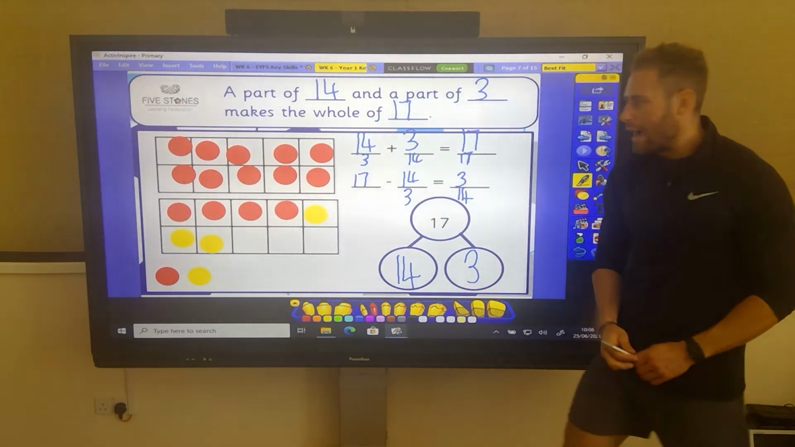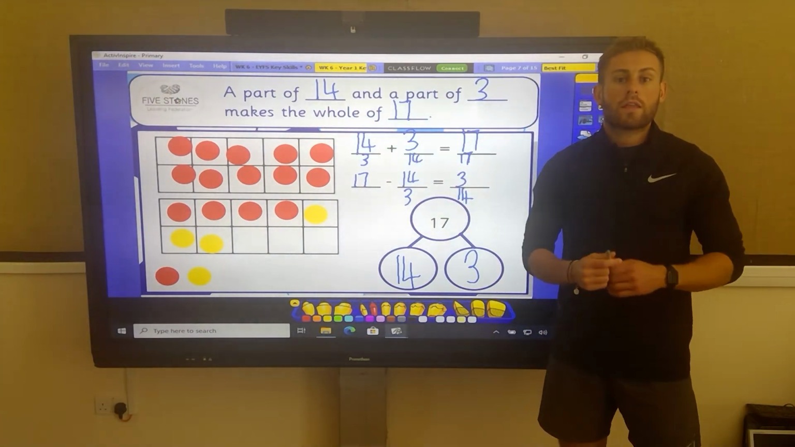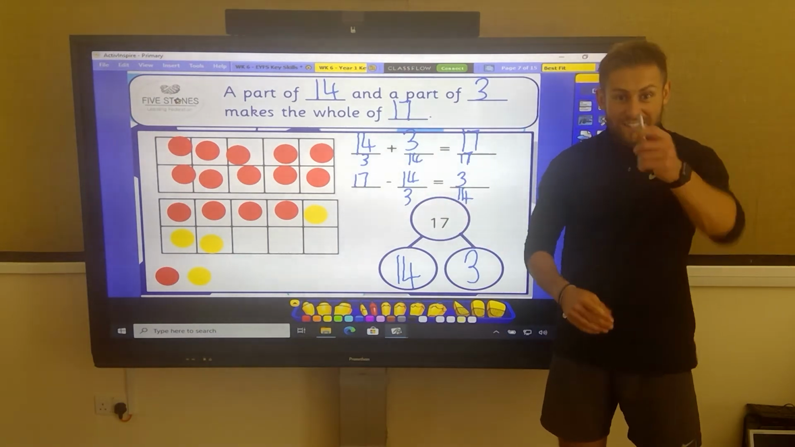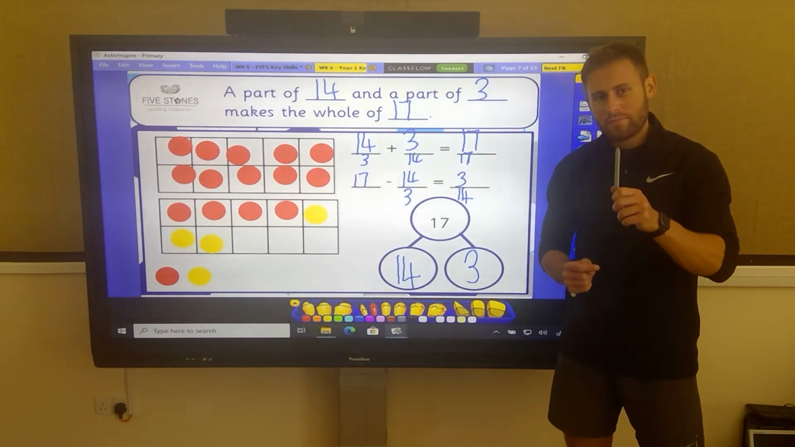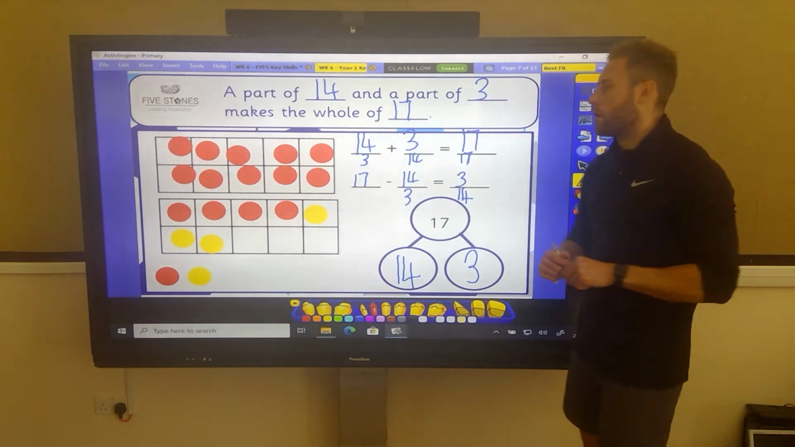I would love you to say your sentence out loud of the different parts and wholes that you had. We should all have the whole of 17, but which parts did you have? Say it out loud now. Oh, there are lots of different ones. I can hear them. Yes, there are lots of different ways we can make that same whole of 17.